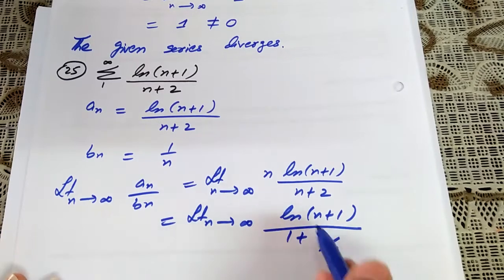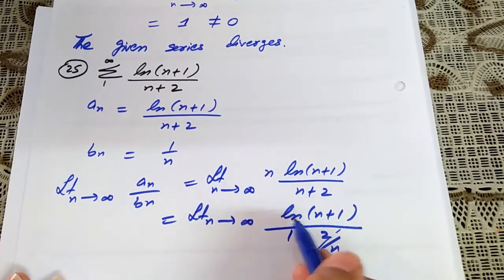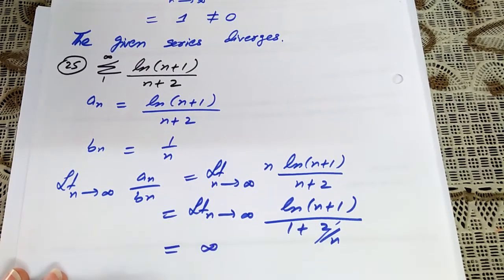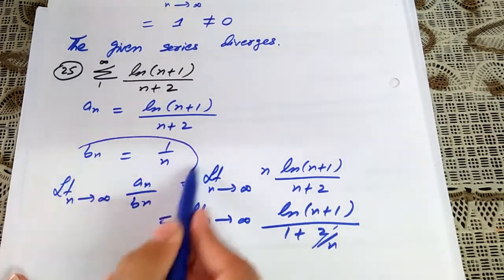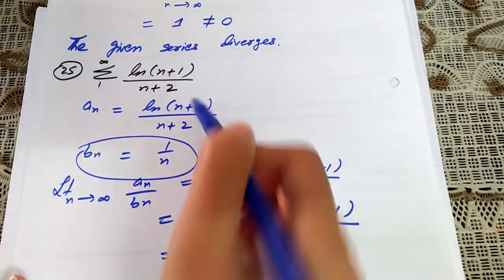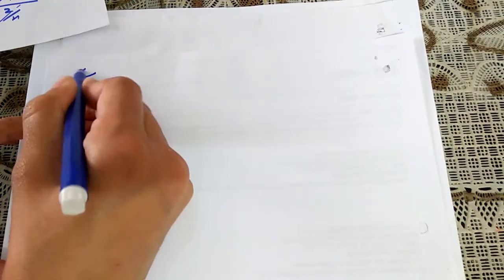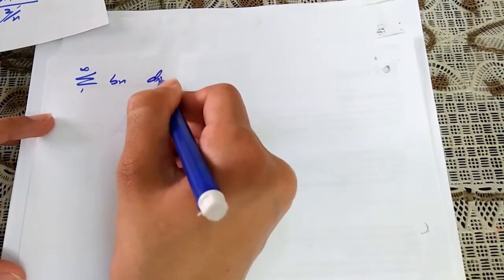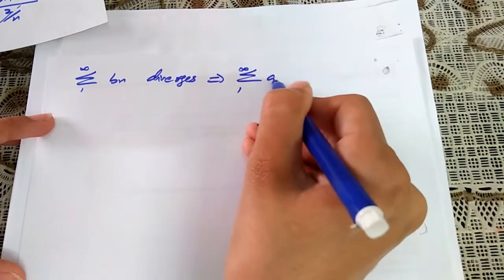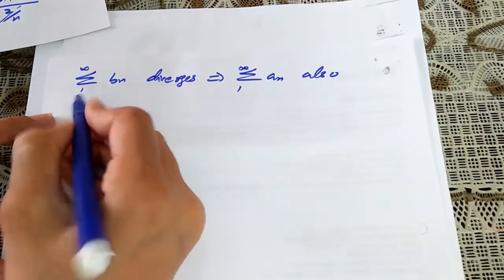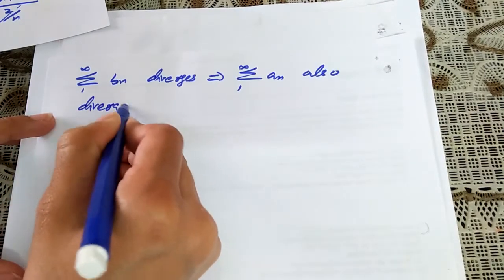Now after applying the limit, this term will go to 0, but you will be left with this term. And you know that ln infinity will give you an undefined answer, and this is not equal to 0. So whatever the behavior you have with this bn, the same behavior will be for an. So you will say summation 1 to infinity bn diverges. So this implies that summation 1 to infinity an also diverges by the limit comparison test.